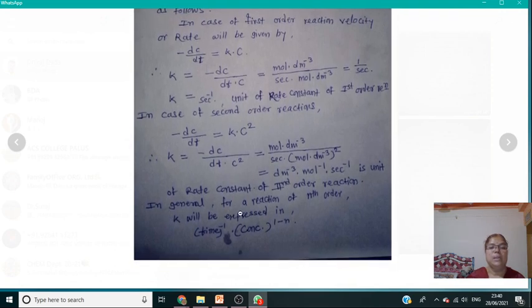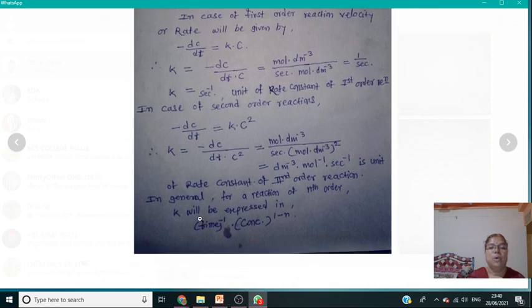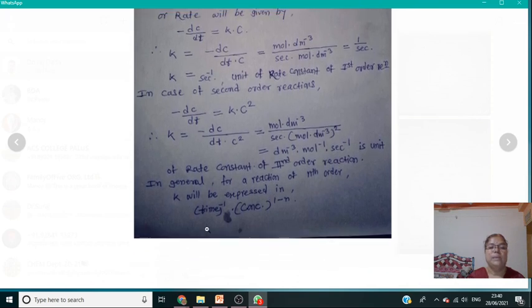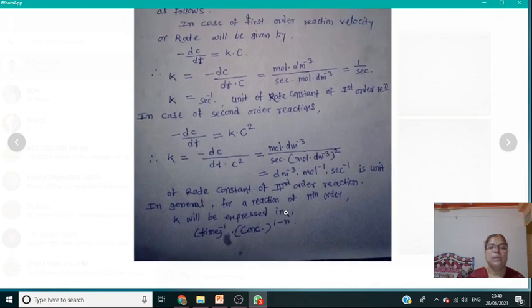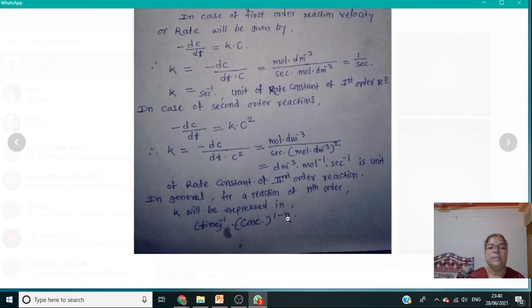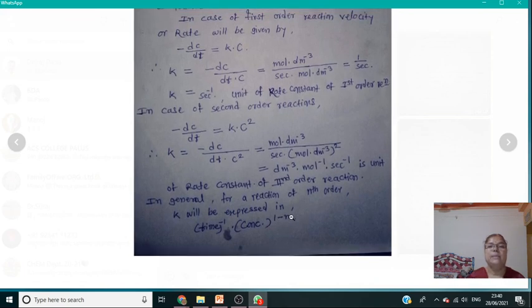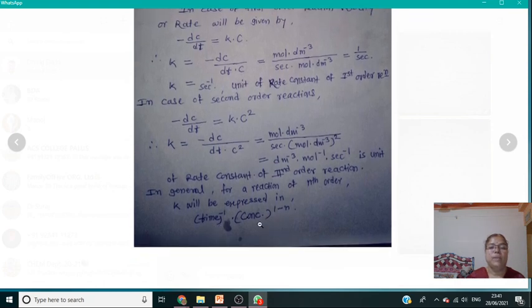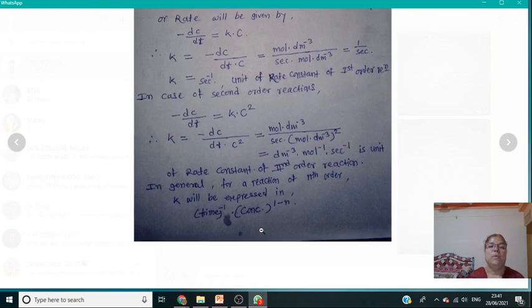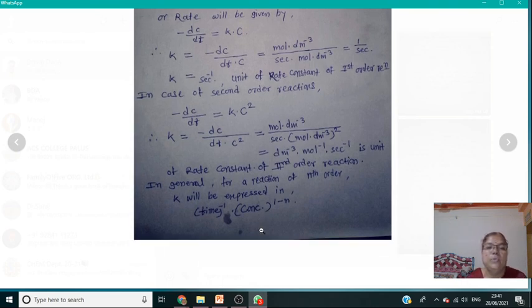And in general, for a reaction of nth order, K is expressed in units of time inverse into concentration raised to 1 minus n, where n is the order of reaction. By using this formula, you can find the dimensions or unit of any order of reaction. And in the next lecture, you will learn the kinetic derivation of the first order reaction.